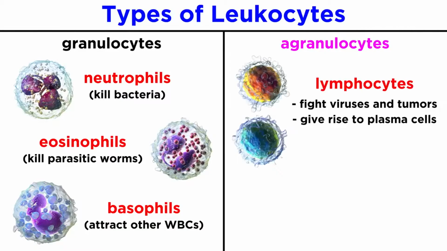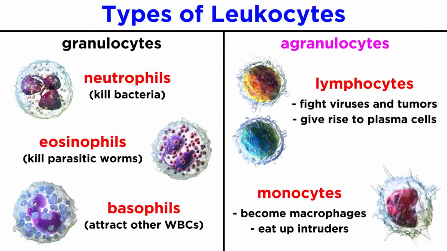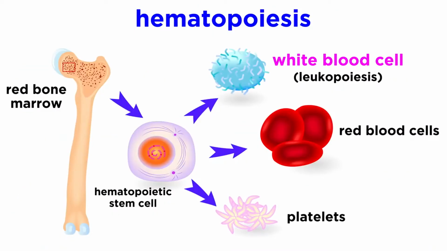Agranulocytes, on the other hand, can be lymphocytes, which fight viruses and tumors, and also give rise to plasma cells, which produce antibodies, which we will discuss later. Or they can be monocytes, which become macrophages that can eat up intruders. Leukocytes are produced by leukopoiesis, which is stimulated by certain chemical messengers.